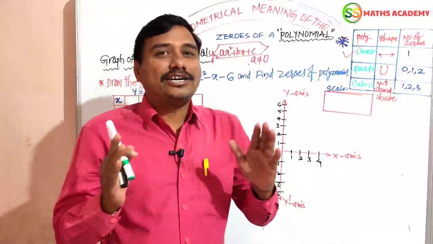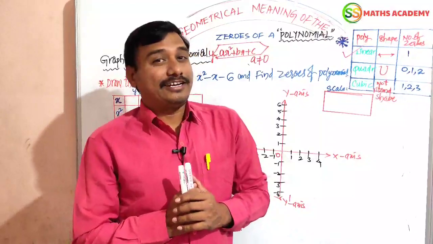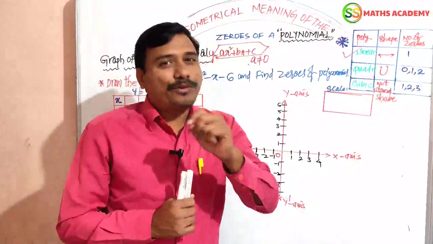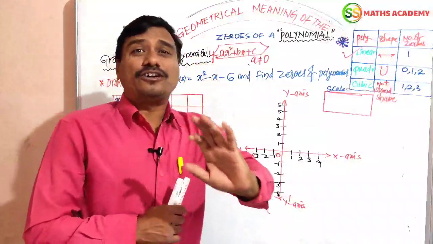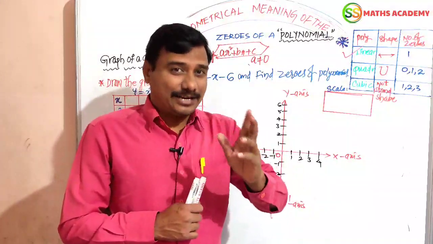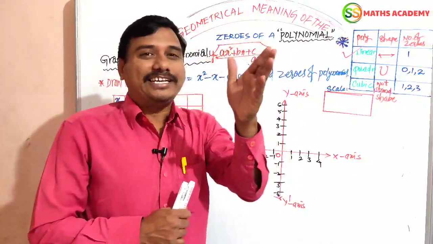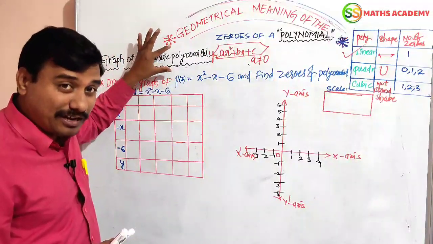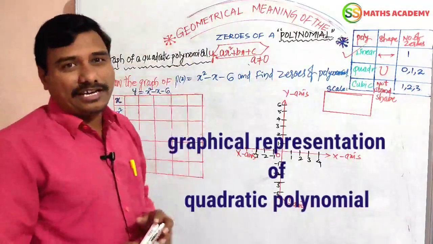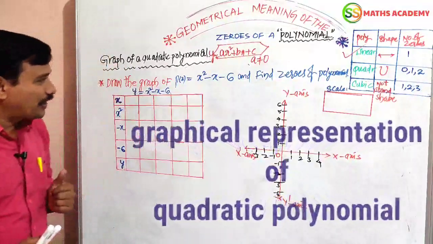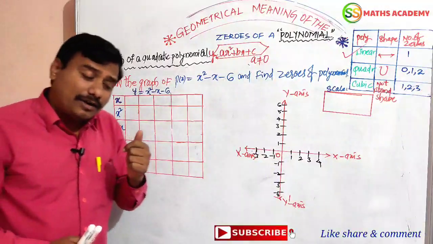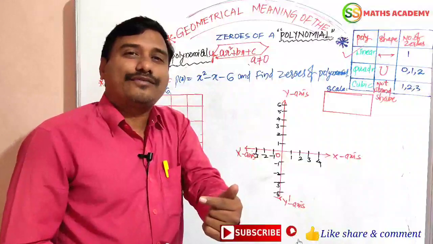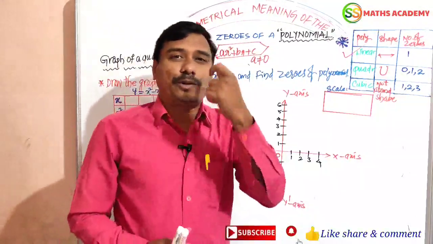Today, extension of our polynomial graphical representation. This is a very important topic for CBSE and State Board, a 4 marks scoring area, that is the graph of a quadratic polynomial geometrically. Let us see, children. Before starting the graphical part, I want to say one important note.